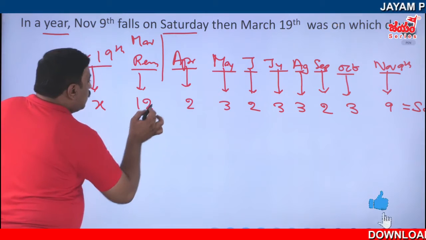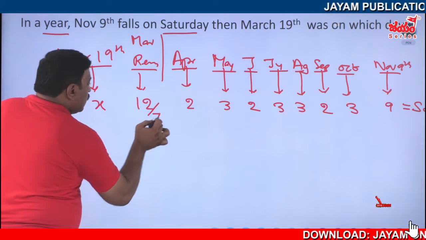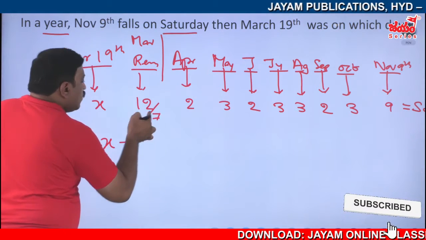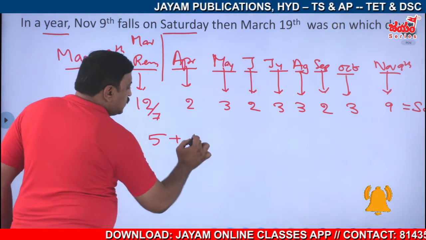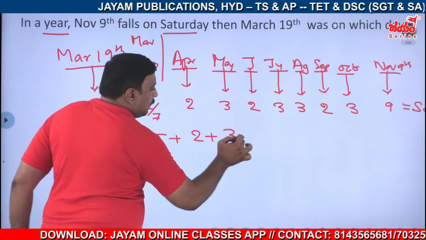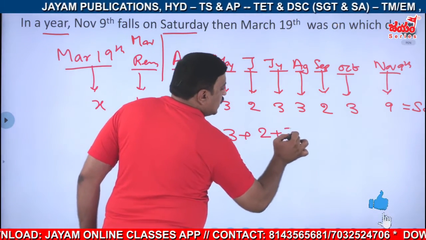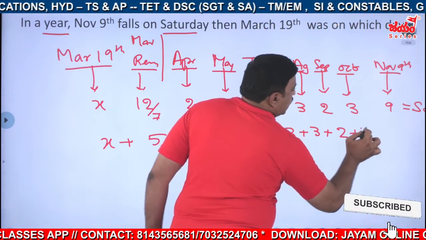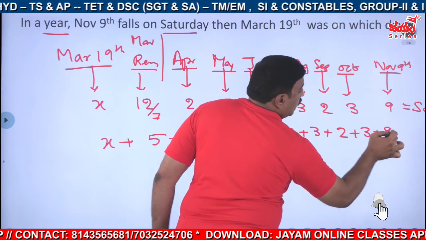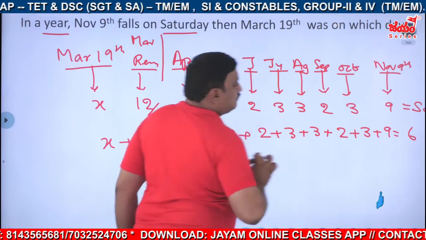See, 12 divided by 7, I'll write here x plus 12 divided by 7, remainder 5. 5 plus 2 plus 3 plus 2 plus 3 plus 3 plus 2 plus 3 plus 9 is equal to Saturday, that is 6.